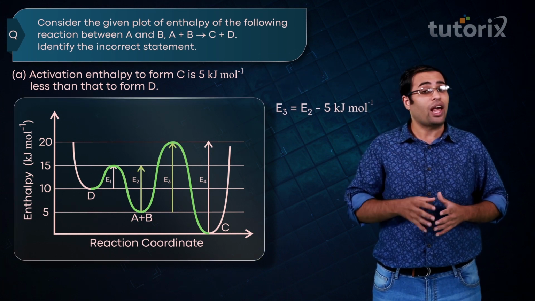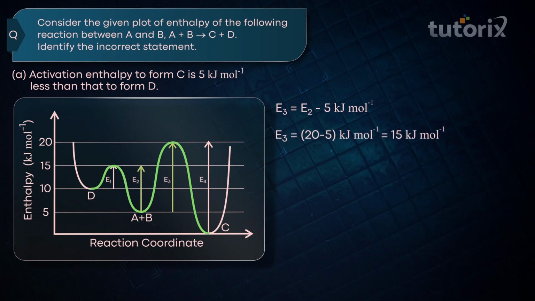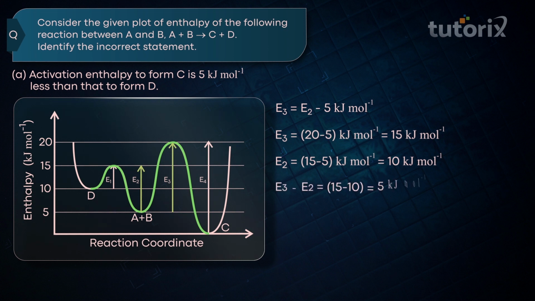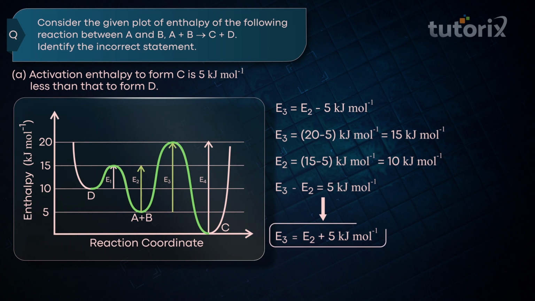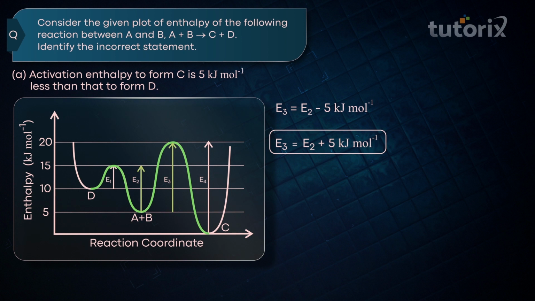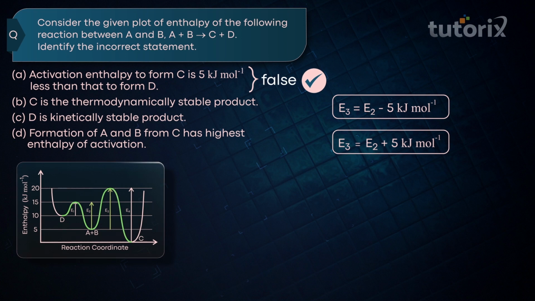When we do that, we will get the value of E3 as 15 kilojoules per mole and the value of E2 as 10 kilojoules per mole. Now if we subtract E2 from E3, we'll get a value of 5 kilojoules per mole. So what does this subtraction equation tell us? It tells us that the value of E3 is 5 kilojoules per mole more than the value of E2. But in the option, the opposite is written. It tells us that the value is 5 kilojoules per mole less. Right? So the first option is incorrect and is false.